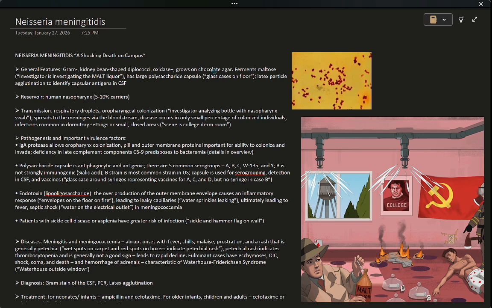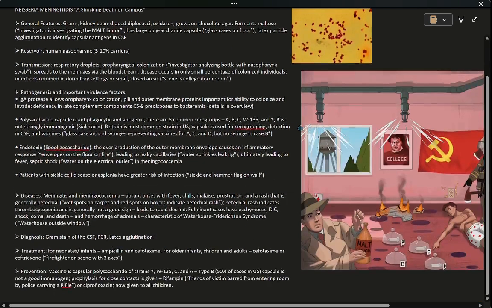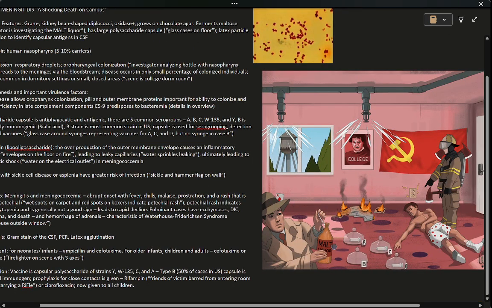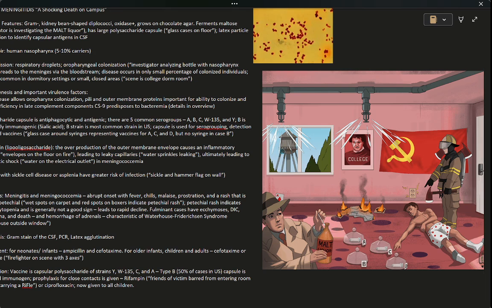And so what's going to happen is it will also ferment maltose. And that's what makes this different from the Neisseria gonorrhoeae, because Neisseria gonorrhoeae does not ferment maltose. Anyways, to remember that the Neisseria meningitidis ferments maltose, think about the investigator investigating the malt liquor. So here's the investigator investigating the malt liquor to see if that could be behind this person's death.